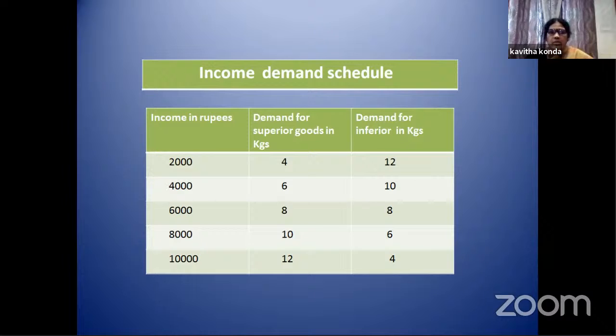And when the income increases to 6,000, 8,000, 10,000 and further, the demand for superior goods keeps increasing to 8, 10 and 12. But the demand for inferior goods keeps decreasing. So what we can see is, when income increases, the demand for superior goods increases, which shows the direct relationship, whereas the demand for inferior goods decreases when income increases.